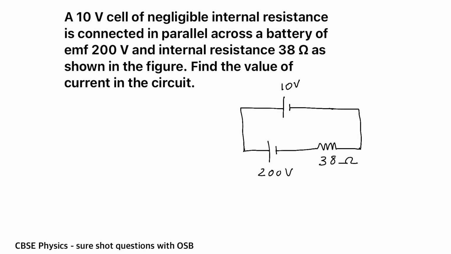A 10-volt cell of negligible internal resistance is connected in parallel across a battery of EMF 200 volt and internal resistance 38 ohm as shown in the figure. What is the value of current in the circuit? For doing this question, you must know a fundamental fact about cells or series combination of cells. I will explain that first.